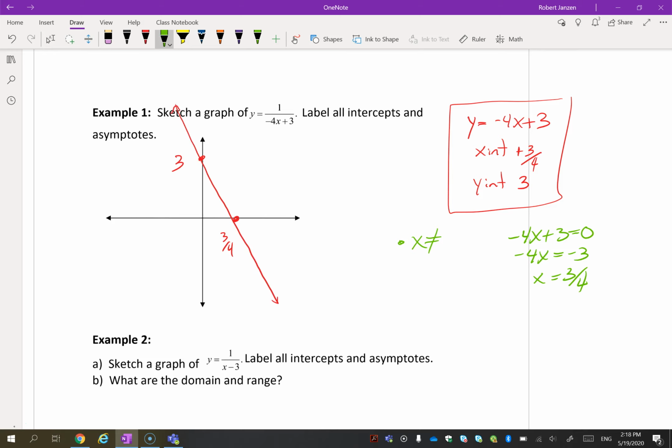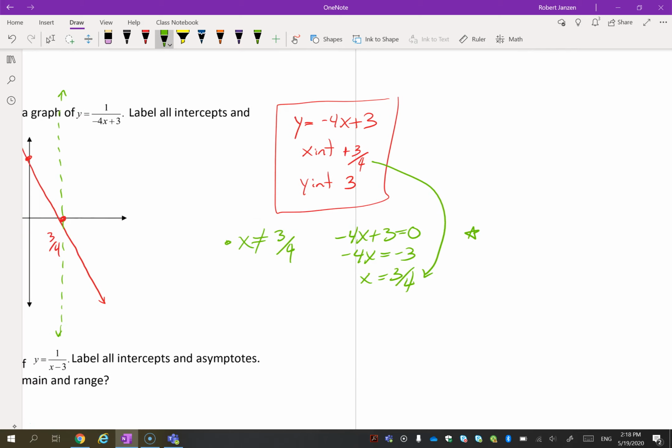Okay, so now let's back up here. So the x-intercept is actually the value that cannot happen for the reciprocal. Because if you put 3/4 in there, you're going to get 1 divided by 0. So wherever the x-intercept is, the reciprocal graph is going to have an asymptote. Okay, so let's make that note.